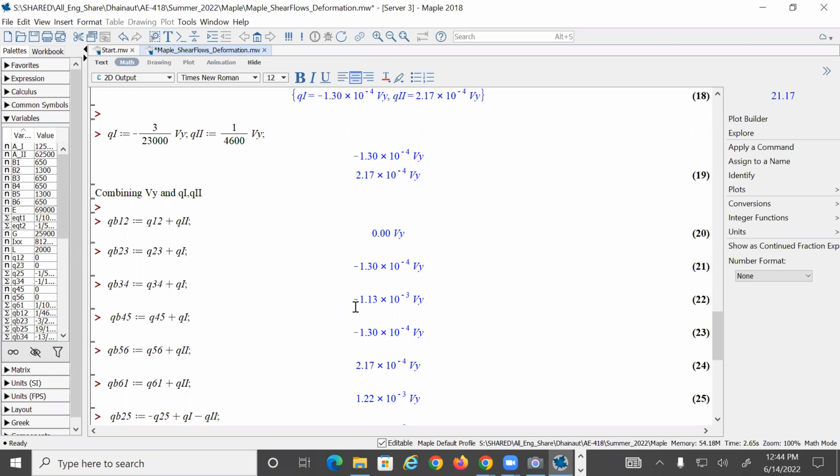QB56 is equal to, so let's look at the figure, Q56, which is 0, plus Q2. So that one should be equal to Q2. Q2 is equal to 2.117 10 to the minus 4 dy.